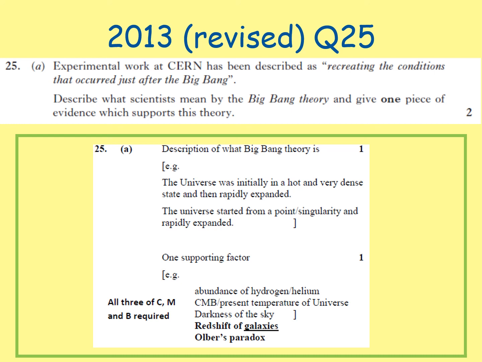And then you need to include one supporting factor, as the question is worth 2 marks. You could include the abundance of hydrogen or helium. You could include CMB/present-day temperature of the universe. You could include the darkness of the sky and redshift of galaxies or Olbers' paradox.